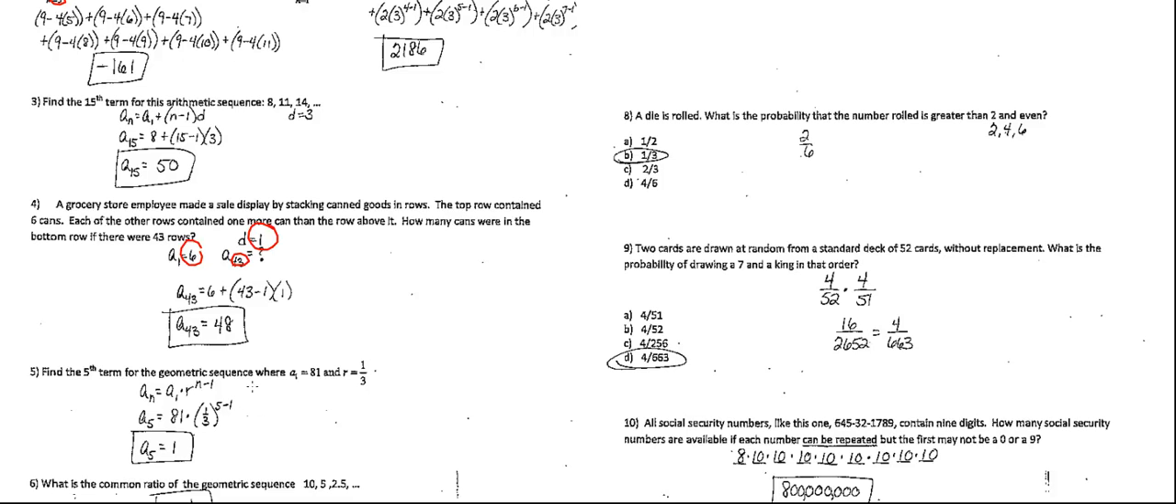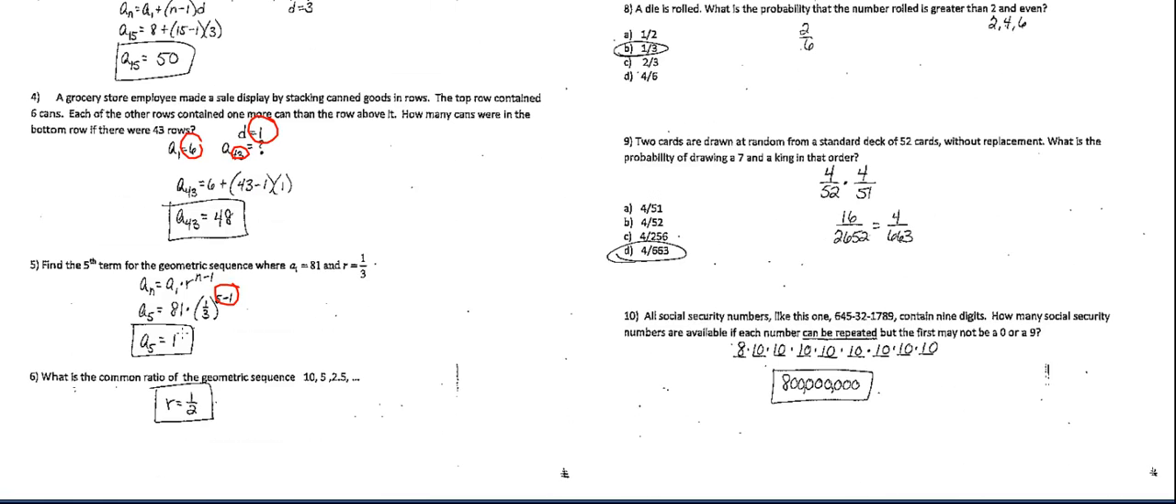Number 5, we're just using the geometric sequence formula, a sub 1 times r to the n minus 1 power. Just remember when you put this in your calculator, you probably want to do the 5 minus 1 calculation on your own to avoid any mistakes.